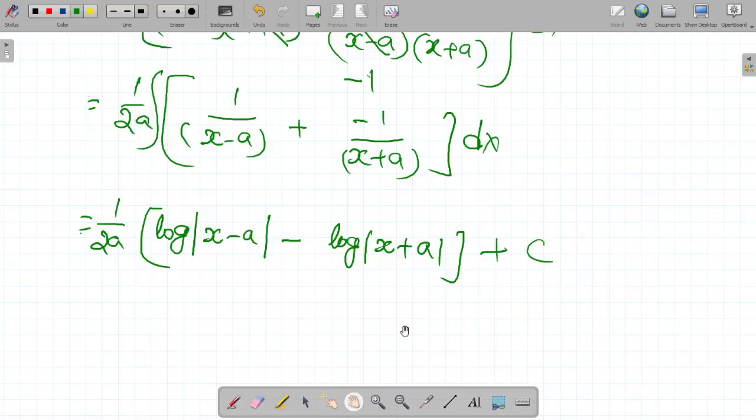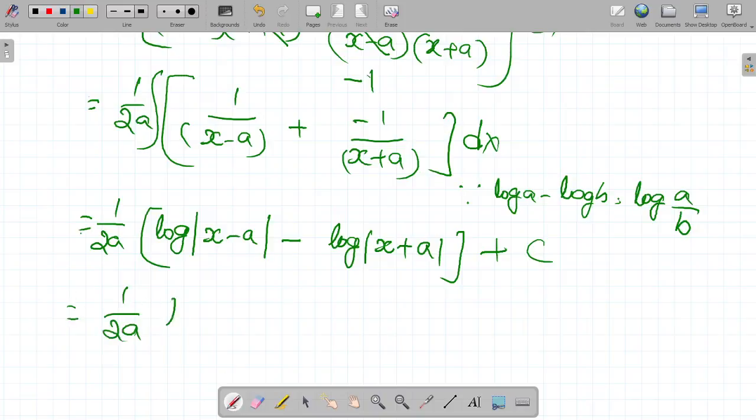Okay, so generally we have a formula. What is that? Log a minus log b is equal to log a by b. Okay, substitute the formula in the equation. 1 by 2a log of modulus x minus a by x plus a plus constant of integration.